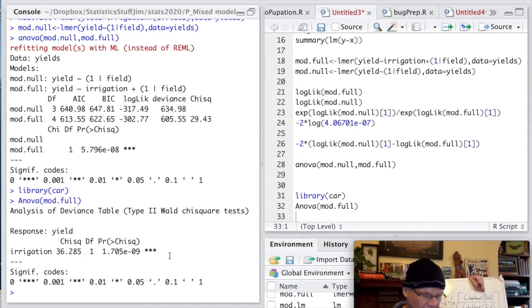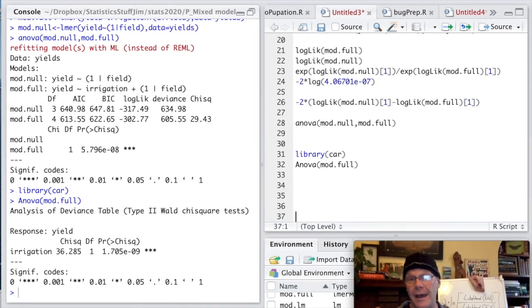There are some people who advocate using the likelihood ratio test when you have relatively small sample sizes. Unfortunately, there's no real rule as to what defines a relatively small sample size. In our example here, we have 20 replicates per field, so I would feel as though it's probably small. But there's no magical cutoff as to what is small and what is big. And like I said, I usually use the capital A Anova function. Okay, so those are the two likelihood ratio type approaches that we might consider.